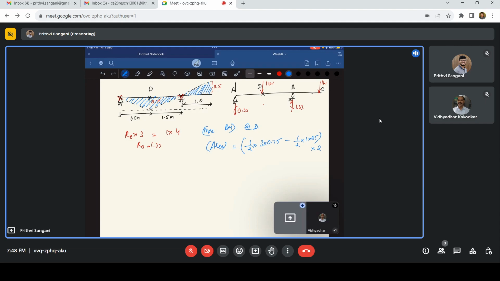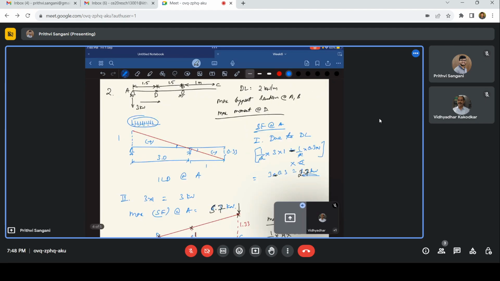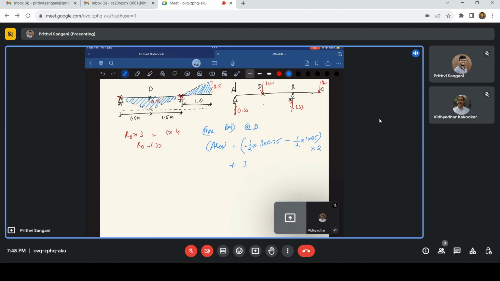And I need to place my live load at point D to get the maximum. Plus my live load. How much is my live load? 3 times 0.75. This will give me the maximum bending moment at D.